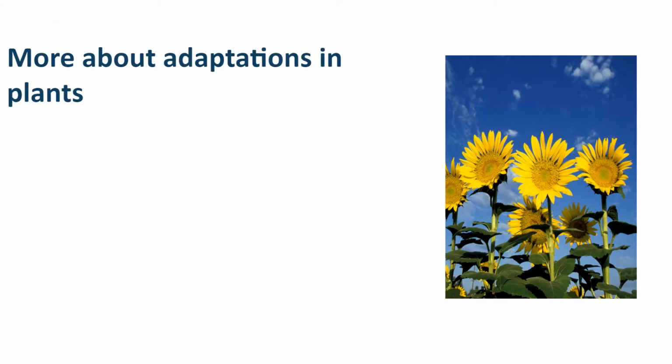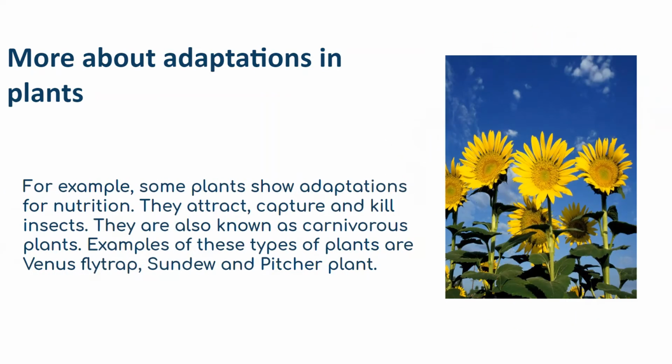More about adaptations in plants. For example, some plants show adaptation for nutrition. They attract, capture and kill insects. They are also known as carnivorous plants. Examples of these plants are Venus flytrap, sundew and pitcher plant.